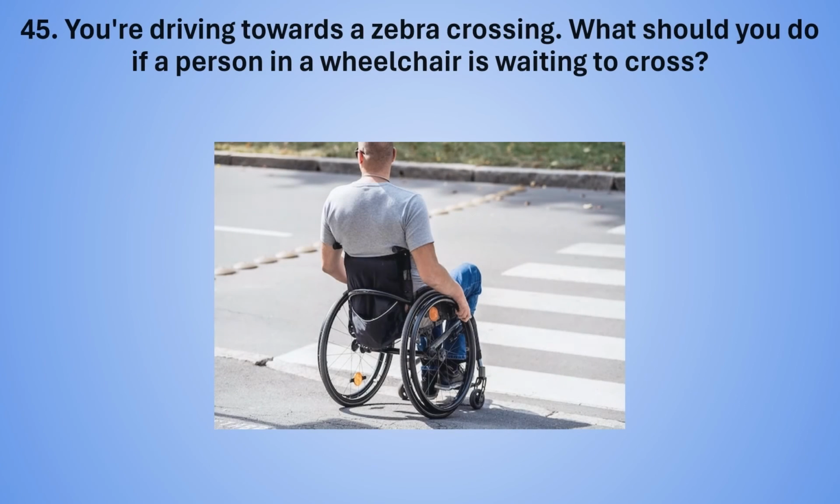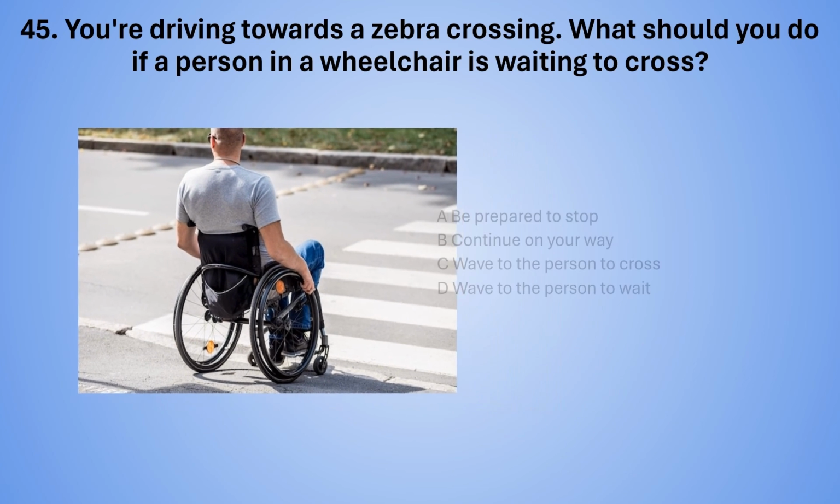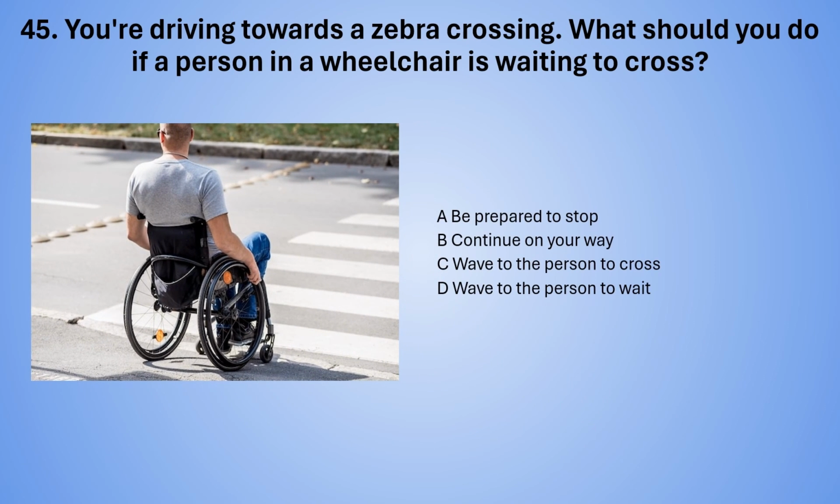You are driving towards a zebra crossing. What should you do if a person in a wheelchair is waiting to cross? A. Be prepared to stop. B. Continue on your way. C. Wave to the person to cross. Or D. Wave to the person to wait.